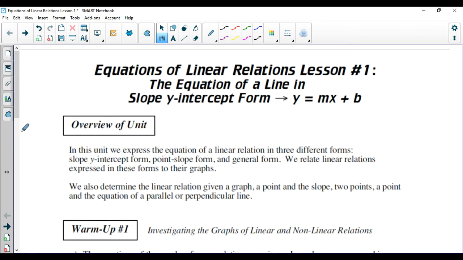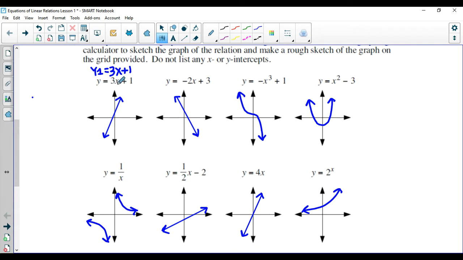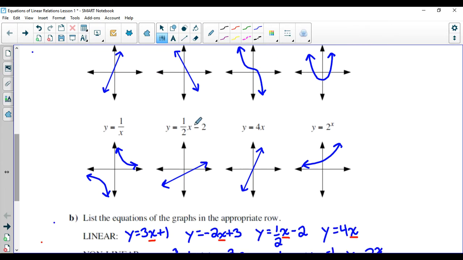And if you went back to the first page, it'd be similar for all these different linear graphs as well. Like y equals 3x plus 1. The slope would be 3. The y-intercept would be 1. y equals negative 2x plus 3. The slope would be negative 2. The y-intercept would be 3. y equals 1/2 x minus 2. The slope would be 1/2. The y-intercept would be negative 2.